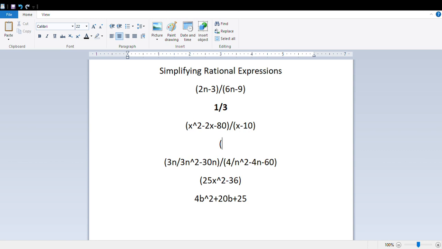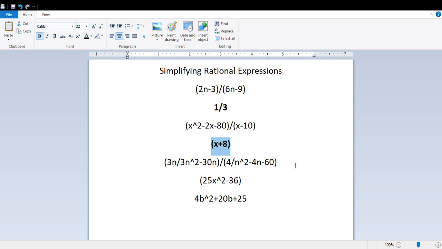Alright, assuming that you've gone at it, the two numbers that I figured were negative 10 and 8. So x minus 10, x plus 8 over x minus 10. Notice that we have an x minus 10 on both sides of the fraction sign, or dividing sign, whatever you want to call it, rational sign. So it'll be x plus 8 over 1, which is the same thing as x plus 8.